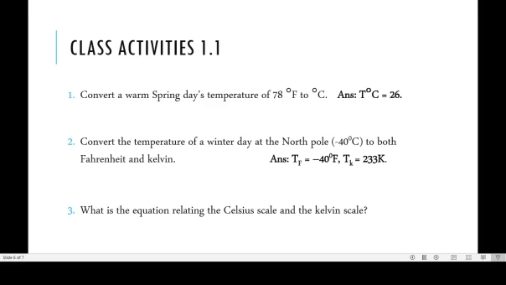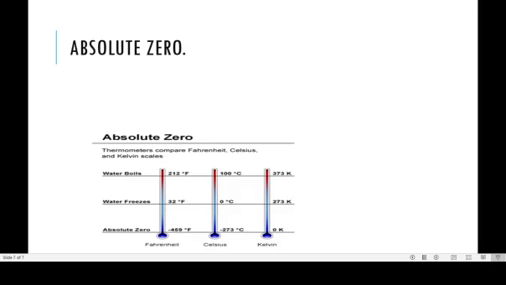This can be seen in one of the slides that we have discussed above. Now moving on to the last part, which is absolute zero. We want to know what absolute zero or absolute temperature is, how we can identify it, and what its values are on the temperature scales that we have.